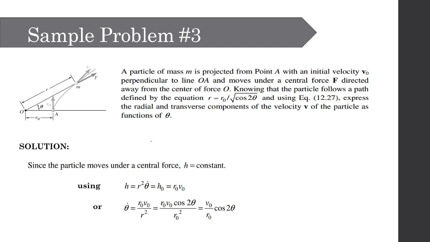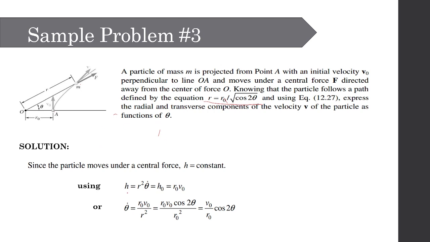Sample problem number 3. A particle of mass m is projected from point A with initial velocity v_0 perpendicular to line OA and moves under a center force F directed away from the center O. Knowing that the particle follows a path defined by this equation, and using the equation from 12.27, express the radial and transverse components of velocity v in terms of theta.